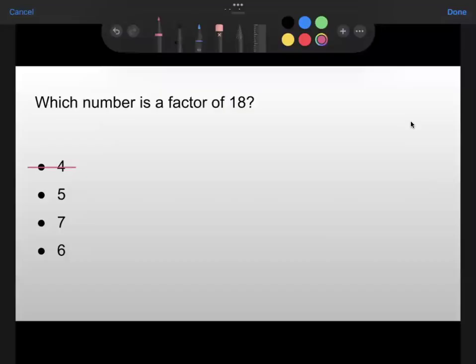I know that 5 won't work because 18 does not end in 5 or 0. So that one will not work. 7 times 2 is 14, but 7 times 3 is 21. There was no 18 on that list, which means if I took 18 and divided it by 7, I would end up with a remainder. So that's not going to work. The only option left is 6, but let's double check. So 6 times 2 is 12, and 6 times 3 is 18. So that means that 18 divided by 6 would be 3. So yes, 6 is a factor of 18.